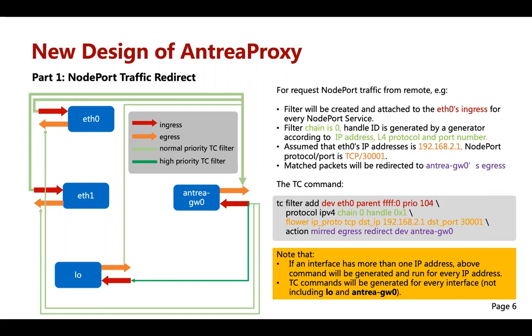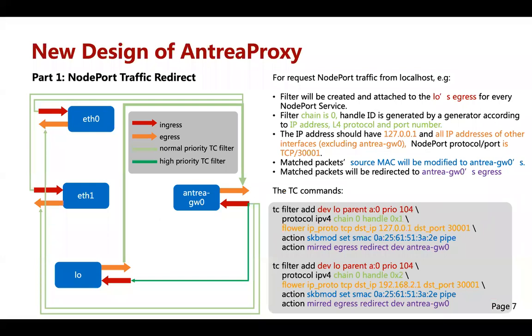Okay, the next one. For request NodePort traffic from localhost client, there are some differences. First, the clients are from localhost, and then the target NodePort IP addresses can be loopback IP 127.0.0.1 or ETH0's IP address and ETH1's IP address.